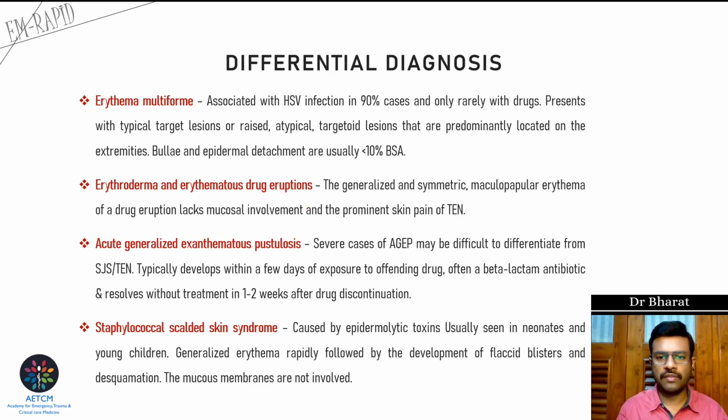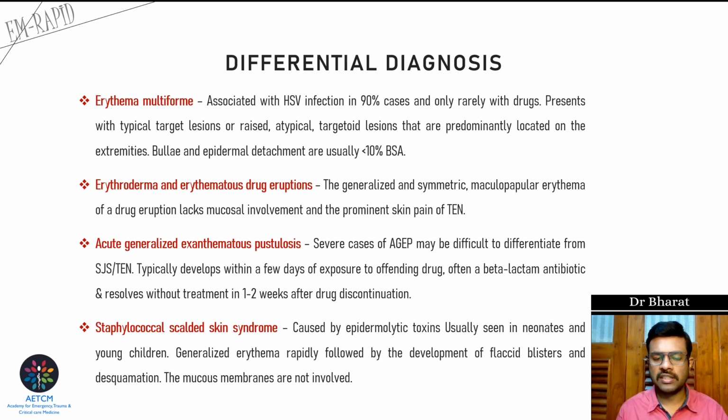Coming to the differential diagnosis, there are multiple differential diagnoses, but one of the most common that we have to keep in mind is erythema multiforme. It is usually associated with an HSV infection in 90% of cases and is very rare with drugs. They also present with the typical target lesions or raised atypical targetoid lesions, but usually located on extremities, sparing the face and trunk. Bullae and epidermal detachment are usually less than 10% in erythema multiforme.